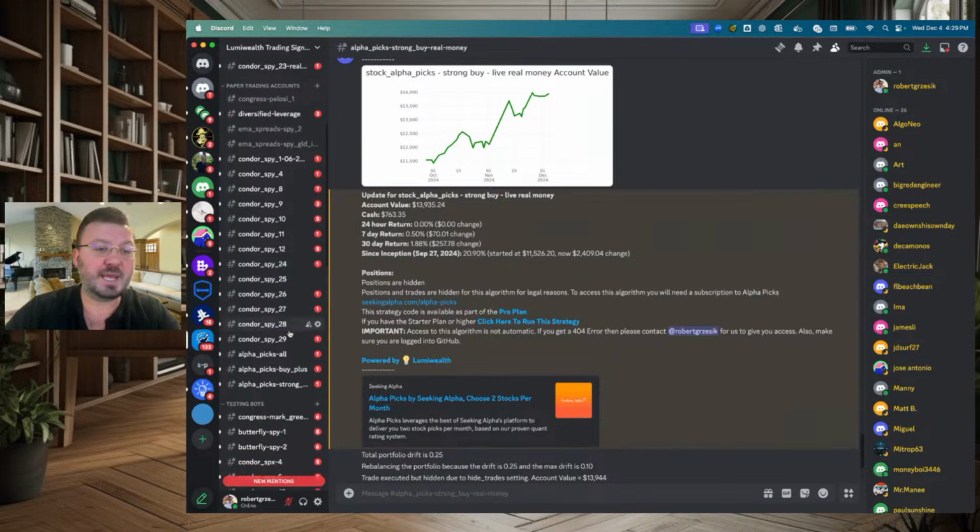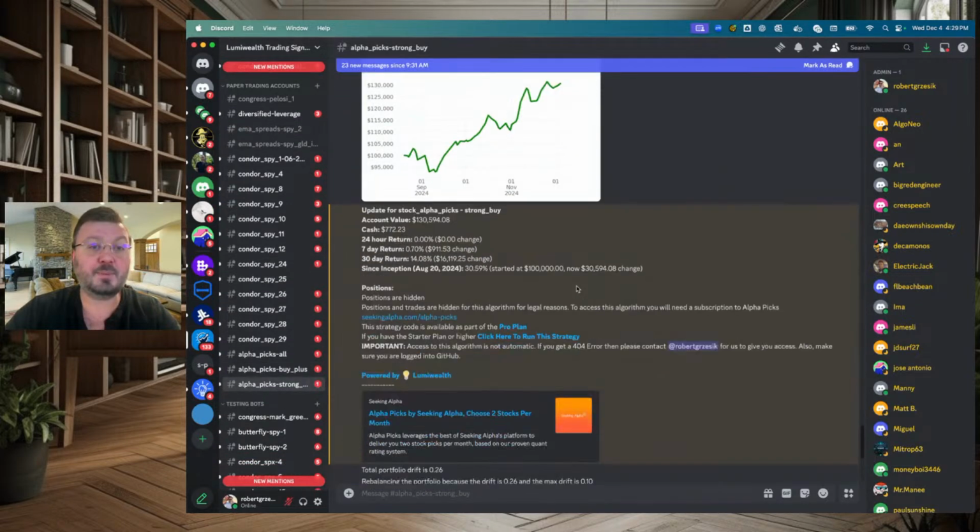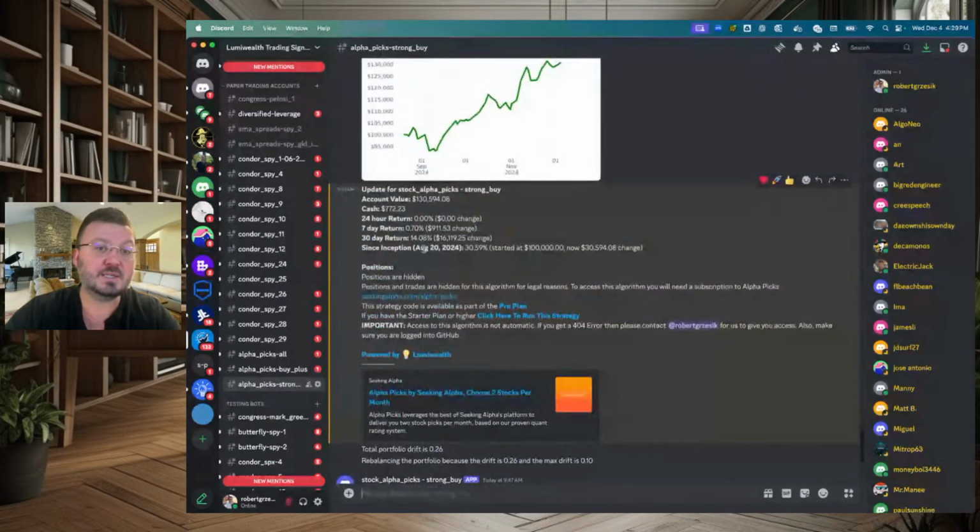We've been running this in paper trading as well, and it's been up about 30% since August 20th. It's been running longer than my real money account. So we're seeing something like a 10% a month returns, which is pretty damn crazy.